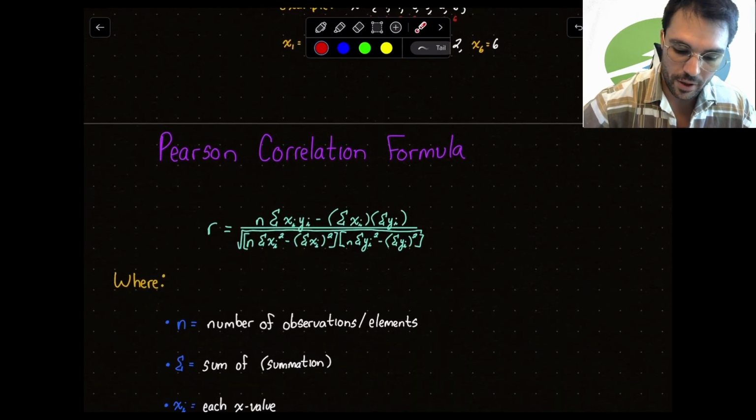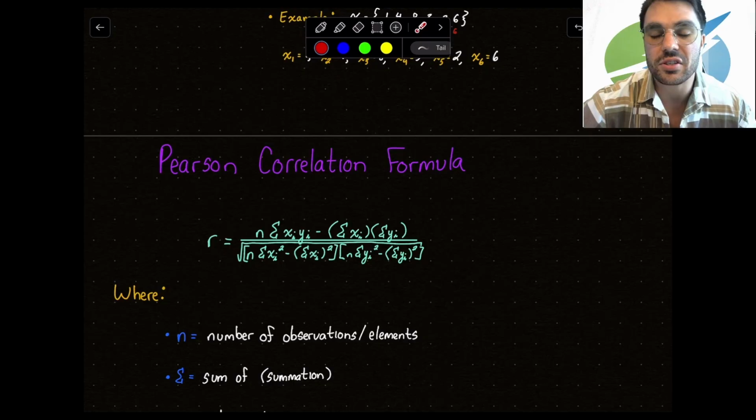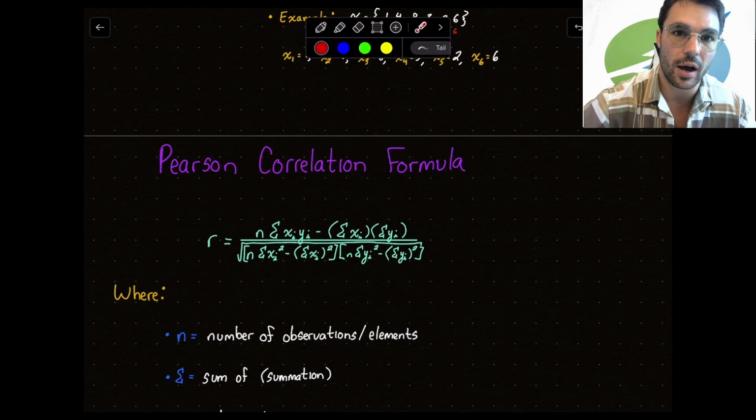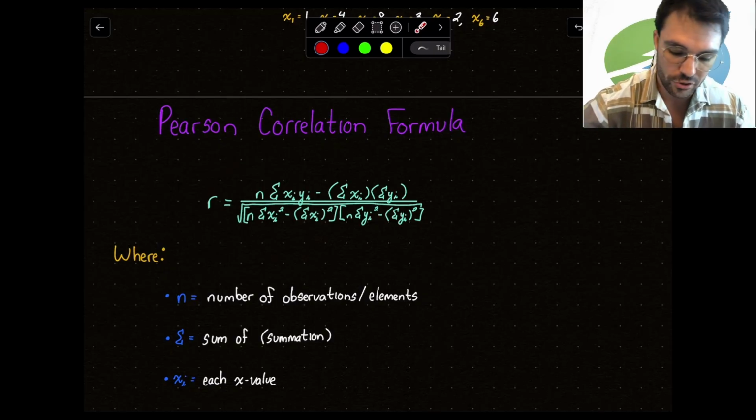So we're going to be talking a lot about the Pearson correlation formula. Similar to the least squares regression line, this is another equation that looks daunting at first, but we're going to break it up and make it real easy to work with. So here's our equation here. I'm not going to read all that, but I'm sure you could see it on the screen.